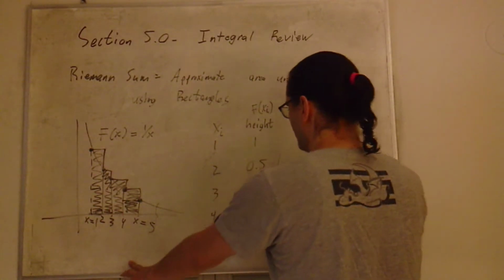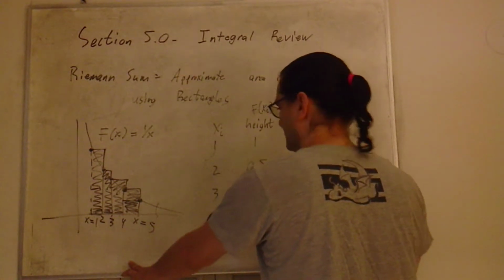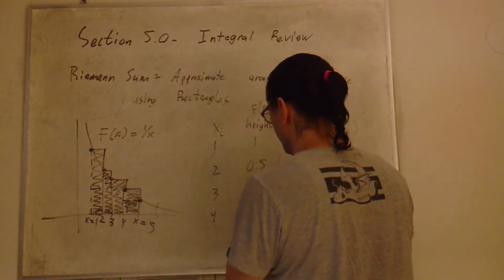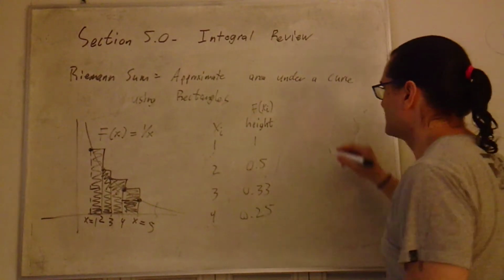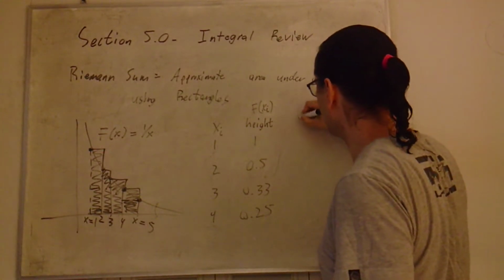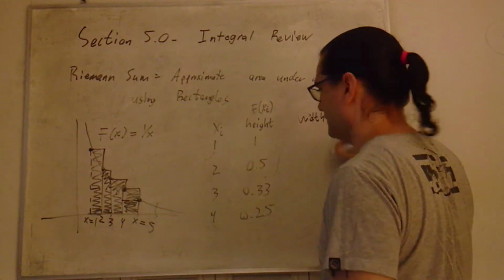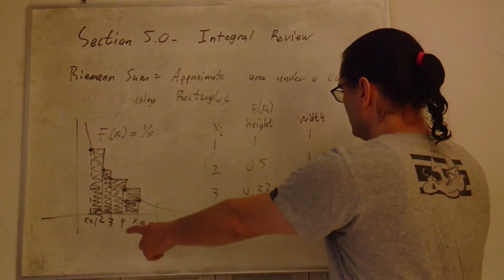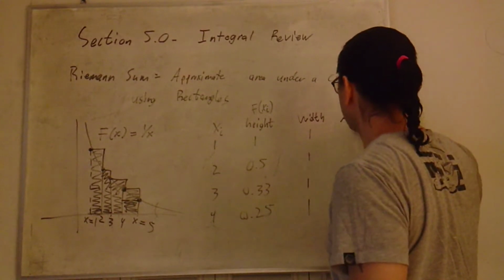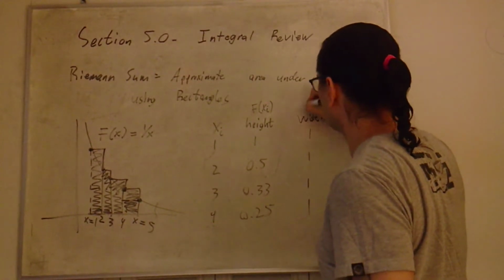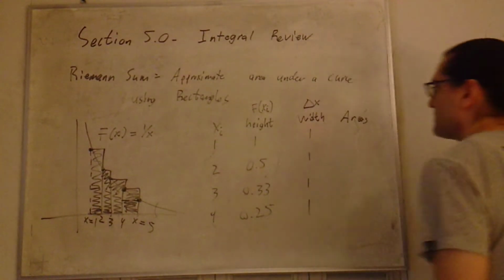f of 3 should be 0.33, and f of 4 should be 0.25. These are the heights of each of these rectangles. The width of each of these rectangles is just 1. It's the distance between your grid points. And so the areas, the book calls this delta x, not width.